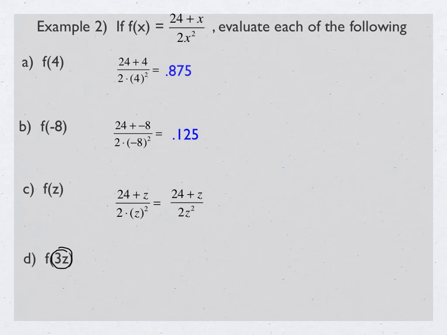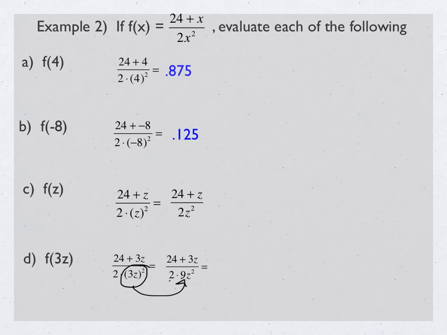What I do have to be careful of with that 3z is that the entire 3z is going inside these parentheses here. It's going to look like this. And then down here, I can do 3z squared. 3z squared means to do 3z times 3z. Well, 3 times 3 makes 9. z times z makes z squared. So this little piece right here becomes 9z squared.